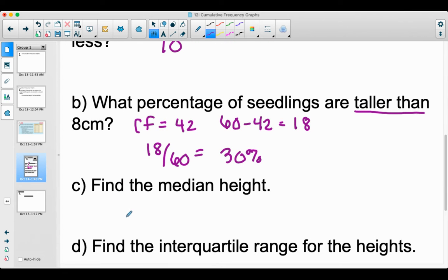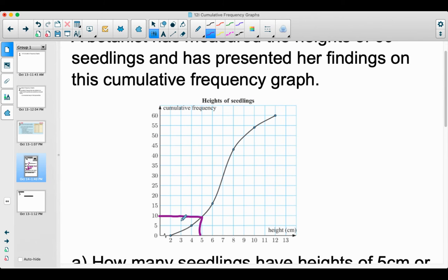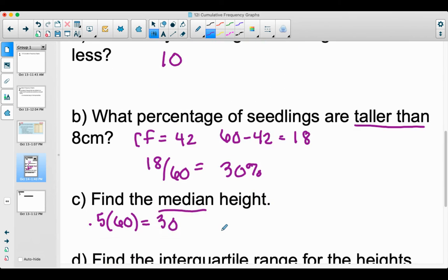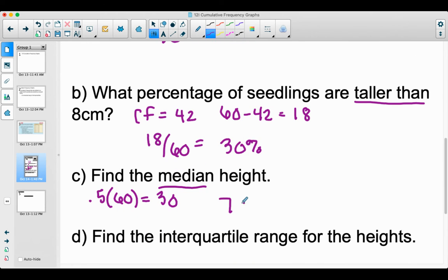Okay, the next question says find the median height. Well, we know median is 50%. So, first thing we got to think about is 50% out of the 60 total is going to be the 30th one. And so, when we go up to our diagram here, here's the 30th. If we follow it, it intersects right there, and we follow it down, which means the median is going to be a height of 7 centimeters. So the median height is going to be 7 centimeters.